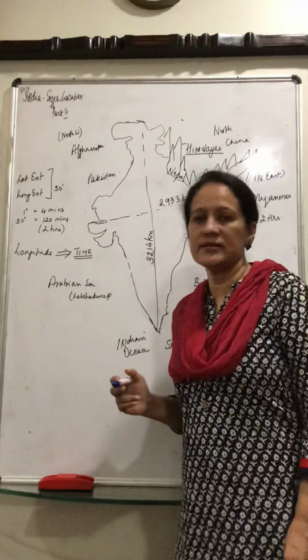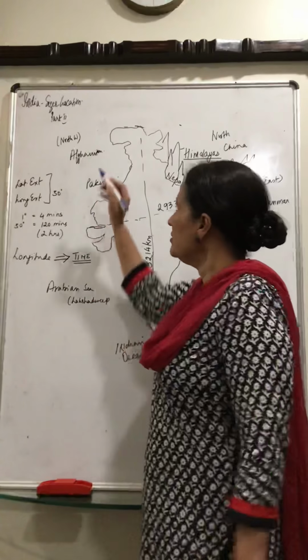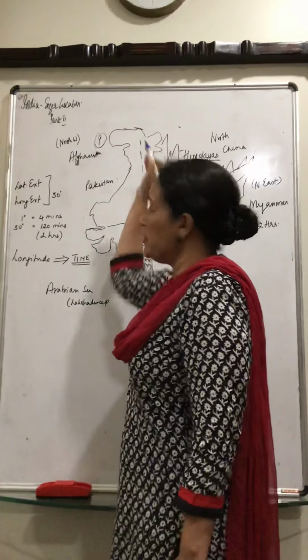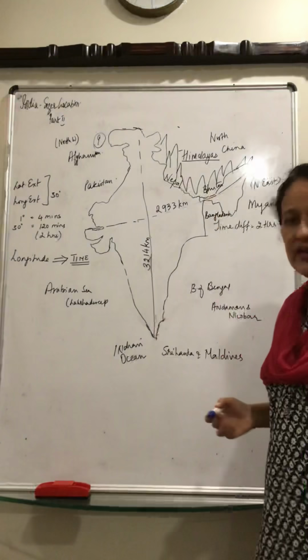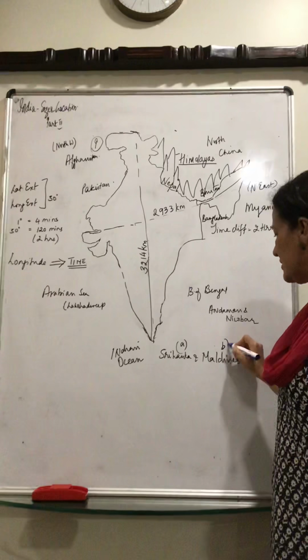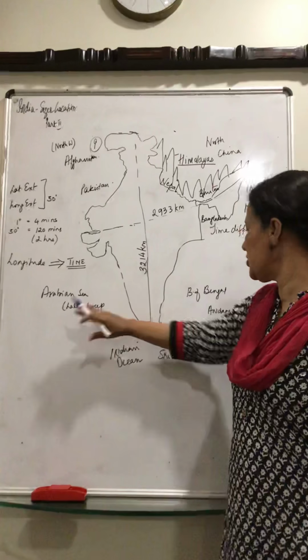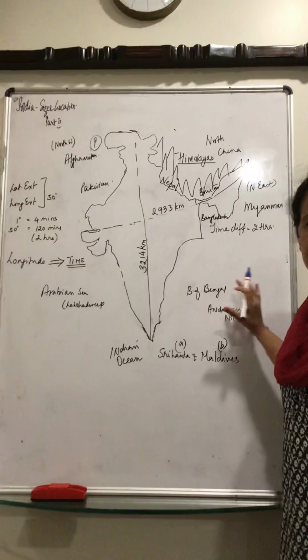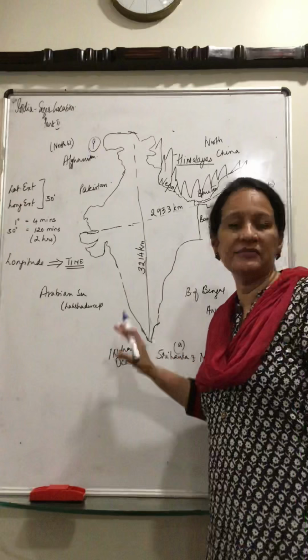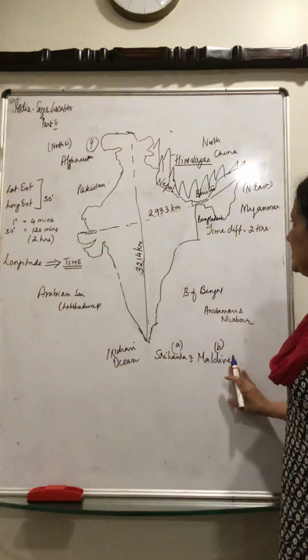In the second part, I speak about the neighbors of India. Remember, India has 9 neighbors, 9 neighboring countries. South, we have Sri Lanka and Maldives. Remember, Lakshadweep and Andaman are not our neighbors. They are included in our Indian territory. So, southern neighbors are Sri Lanka and Maldives.